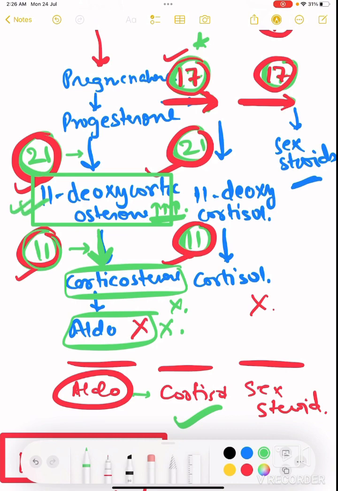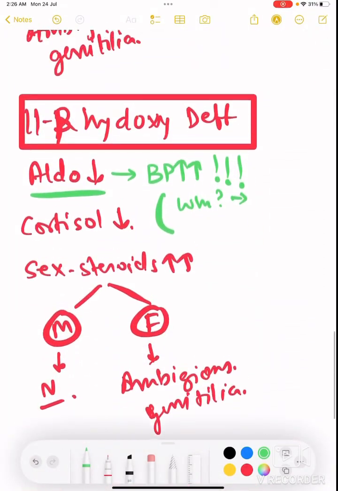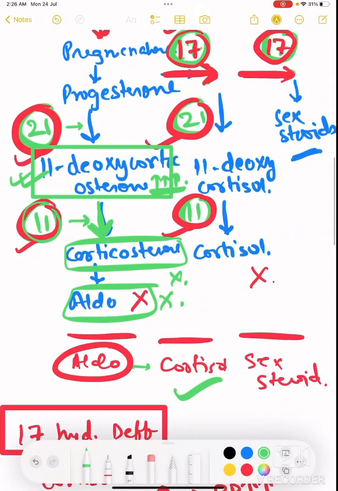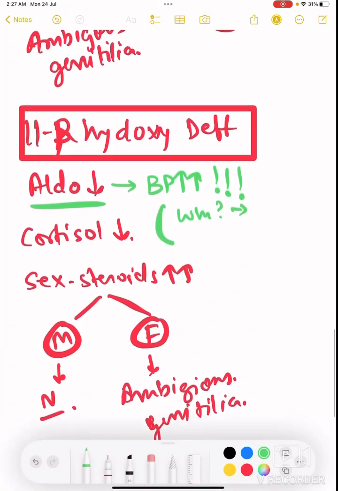That's why 11-deoxycorticosterone is high. Since 11-deoxycorticosterone is a molecule that resembles aldosterone in its action, it is a weak aldosterone, but because the amount which has accumulated is very high, 11-deoxycorticosterone will actually act like aldosterone excess only.